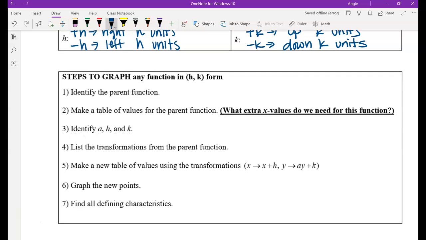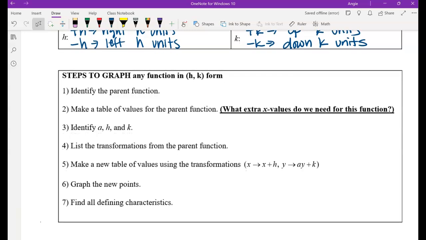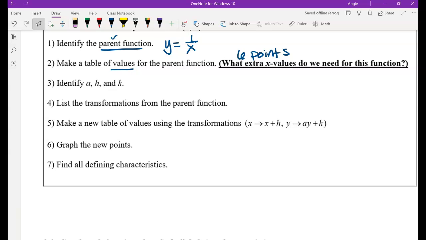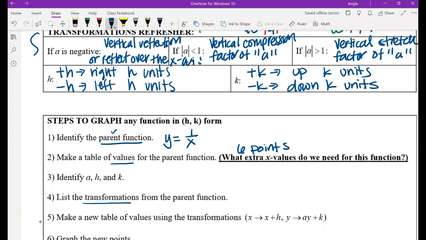Okay, so these guidelines to graph are the same as what we've seen before. Number 1, identify the parent function. We have studied many already. In this particular case, the parent function is going to be y equals 1 over x. Make a table of values for the parent function. In our particular case, we have 6 points. We need to identify A, H, and K. Those will give us the transformations. Number 4, list the transformations from the parent function. So those are these right here.